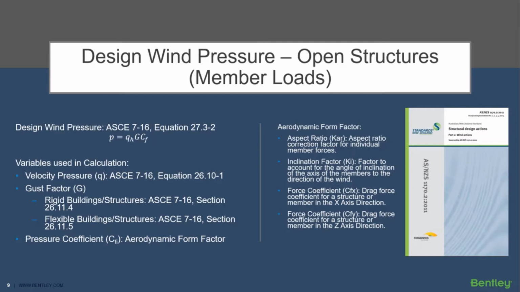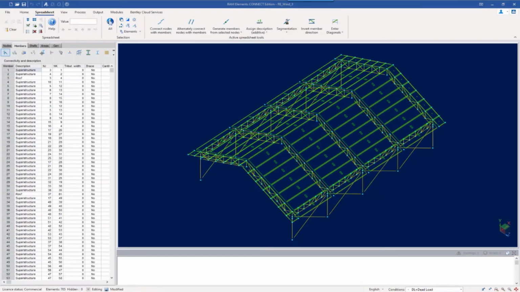To ensure that all calculations and code considerations are considered in your final design, we do recommend that you have your ASCE 7 available as a reference when creating your wind definitions. We will now turn our attention back to our open sample structure in RAM Elements.